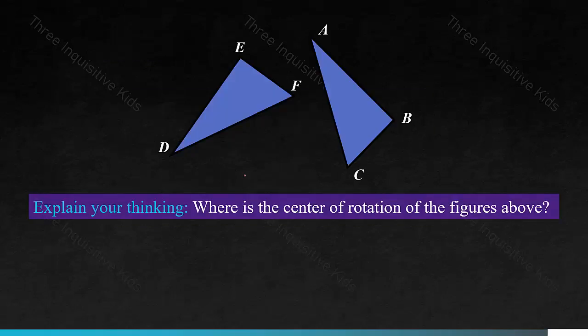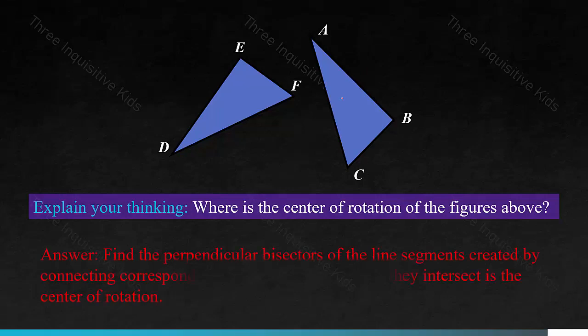Where is the center of rotation in the figures above? Remember, a center of rotation can be either on the triangle, one of the vertices, or maybe even on the sides. It could be inside the triangle, or it could even be outside the triangle. Here's how you find it. Find the perpendicular bisectors of the line segments created by connecting corresponding points. The point where they intersect is the center of rotation.